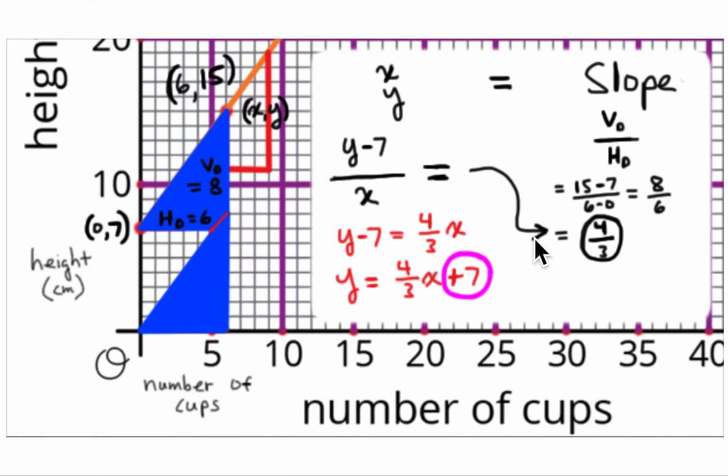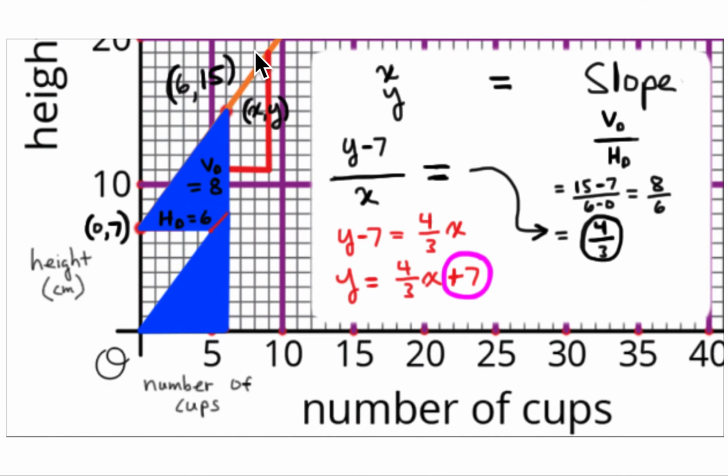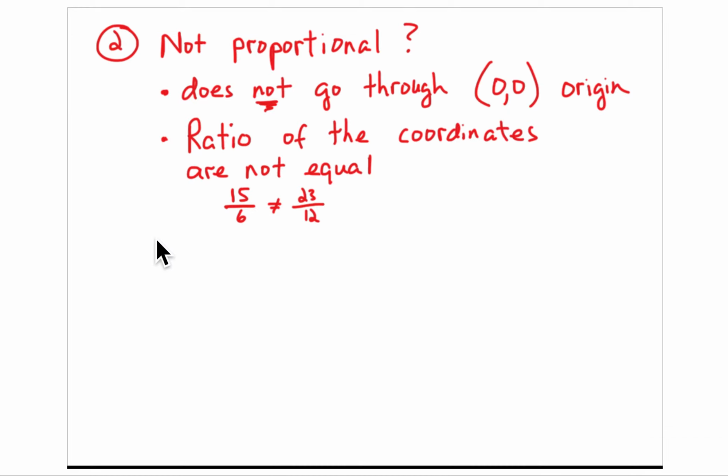And so what do we know now about this situation? We know that it's not proportional. How do we know it's not proportional? Because it does not go through 0, 0. It doesn't go through the origin. It goes through 0, 7. It goes through the y-axis up here. It does not go through this origin. The line that we're talking about is this orange line, which goes through 0, 7.